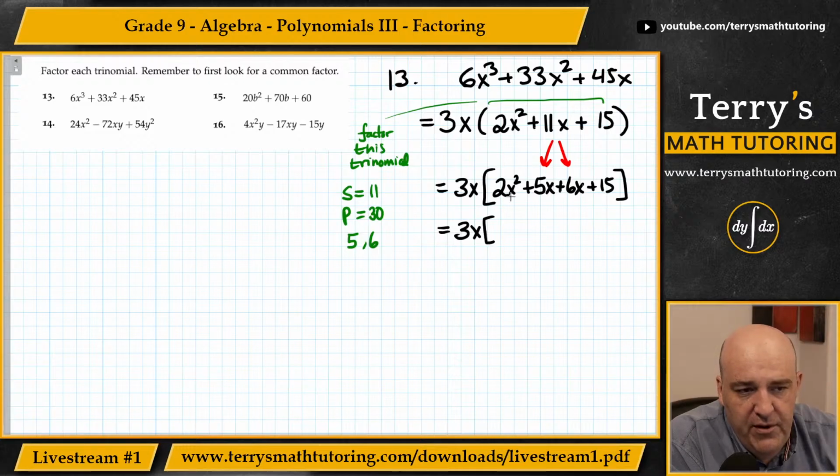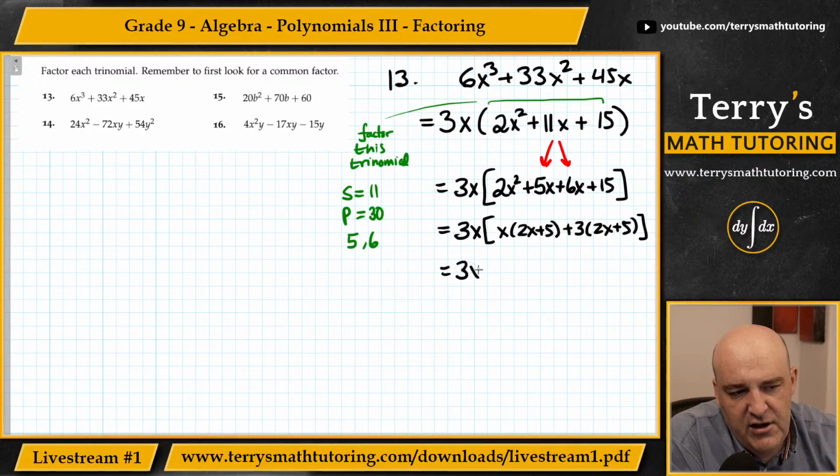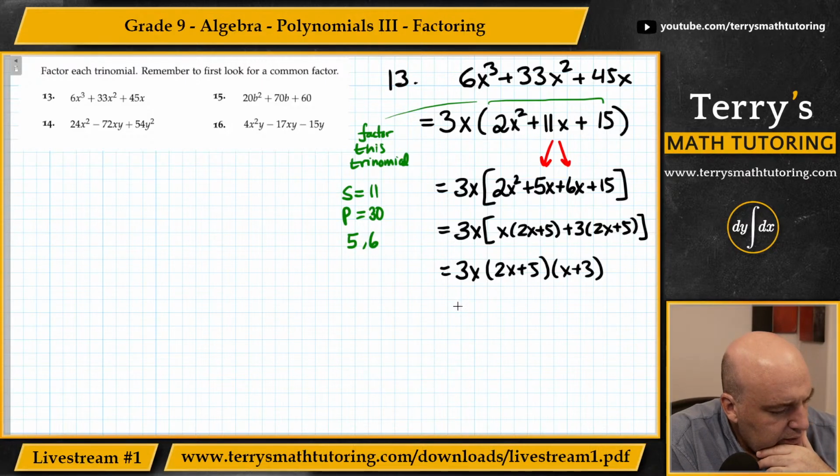So we're doing grouping now, right? What's common on this first pair is an x. What's common here is a 3. And now these are the same. Good. So I can pull that out. And then at this stage, I kind of drop my square brackets and I write my 2x plus 5 that I'm pulling out. And then what's left over is the x plus 3. All right. So that's done.